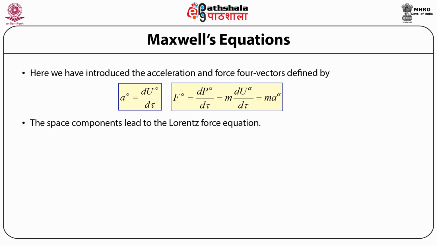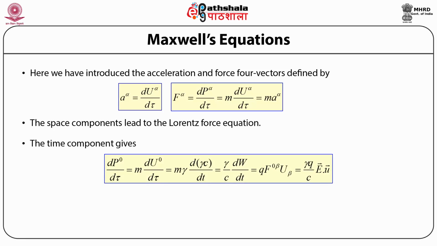From this above equation, the space components lead to the Lorentz force equation that we have just discussed above, while the time component, that is for alpha equal to 0, gives the equation d by d tau acting on p superscript 0 is equal to m times d by d tau acting on u superscript 0, and this is equal to m times gamma times d by dt acting on gamma times c, and this is equal to gamma by c times dW by dt, and this is equal to q times capital F superscript 0 beta times u subscript beta, and this is equal to gamma times q by c whole times the electric field vector E dot product with the velocity vector u, and which is just the law of conservation of energy.